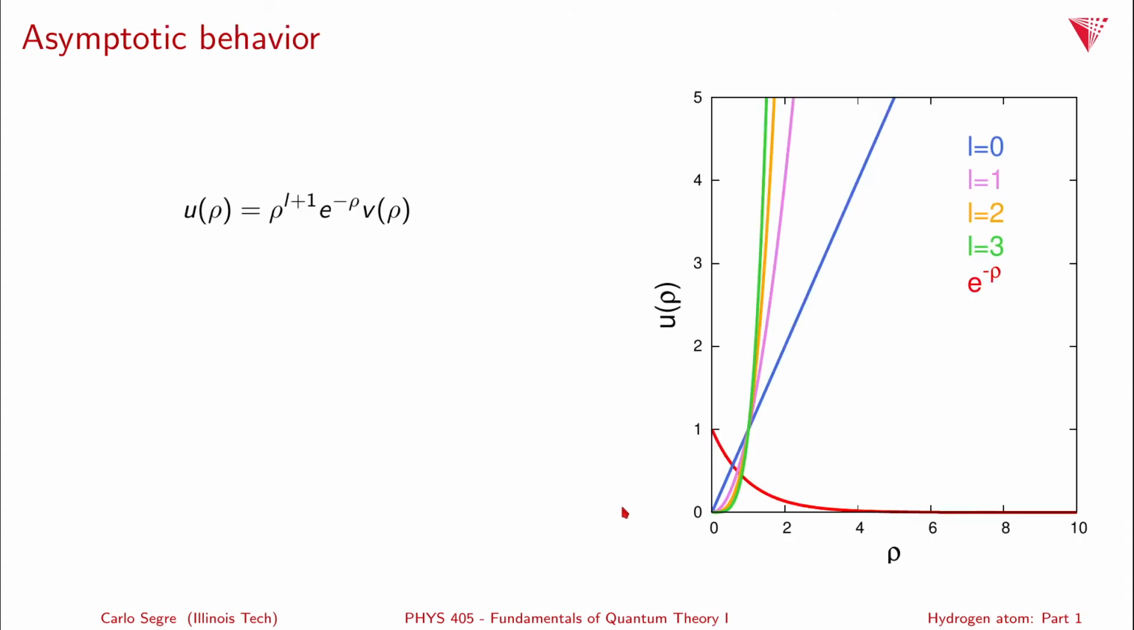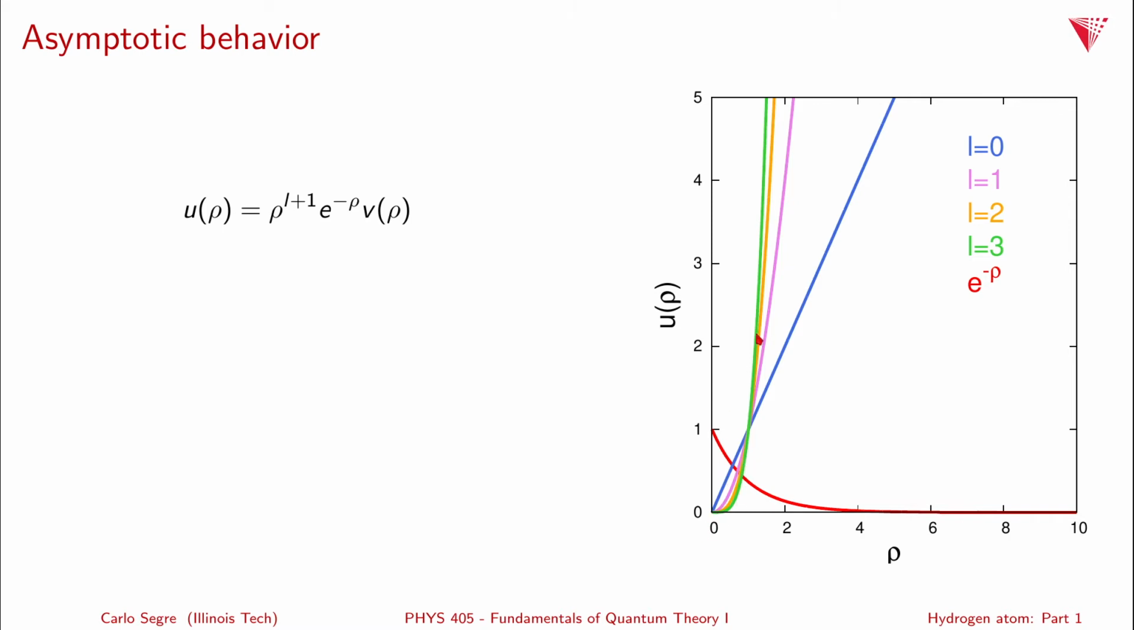So if we look at this solution, we can sort of see how this works. Let's first plot e to the minus rho in red, and then rho to the L plus 1 in these other colors. If you just crudely add them up, you can see that what's going to happen is that the e to the minus rho will dominate out at large values of rho, and at low values of rho, the linear, quadratic, and cubic terms will dominate.